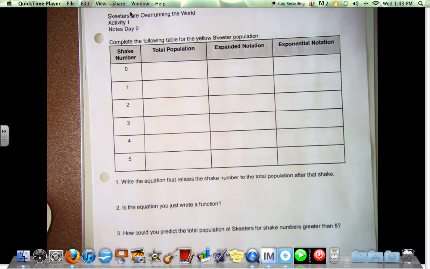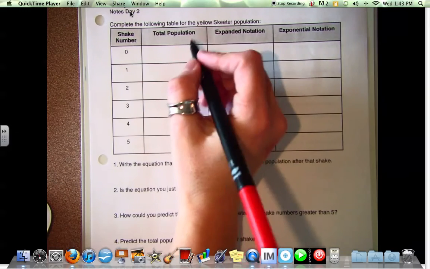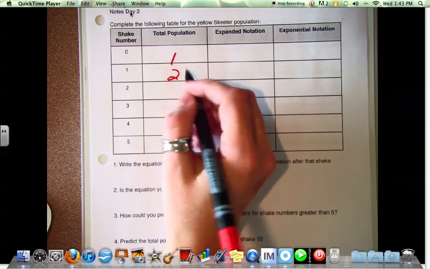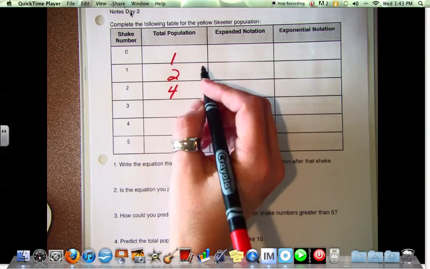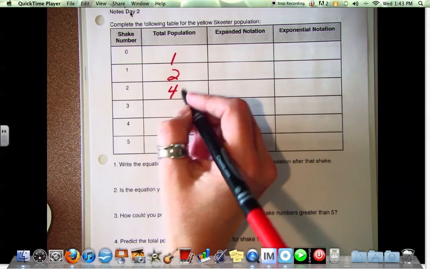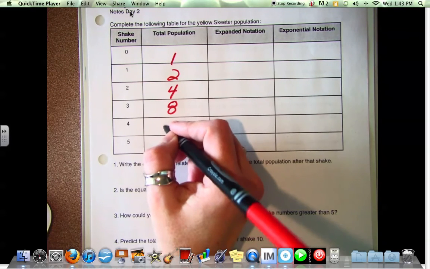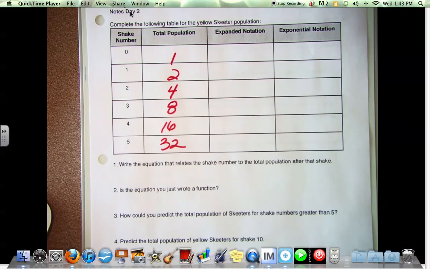All right, we're looking at the yellow cedar population. At shake zero, how many did we have? One. At shake one, how many did we have? Two. At shake two, we had four. At shake three, we had eight. At shake four, we had 16. Then 32, and 64.